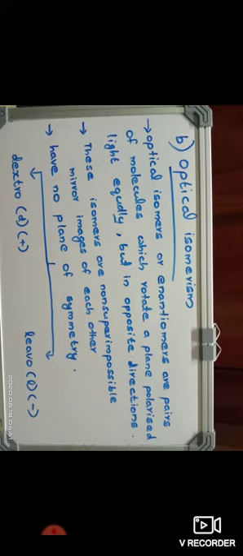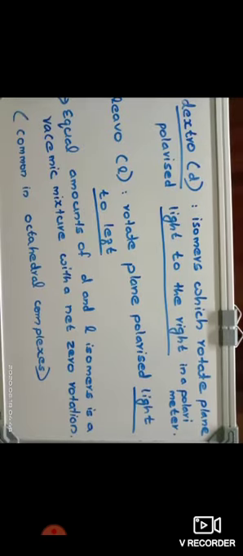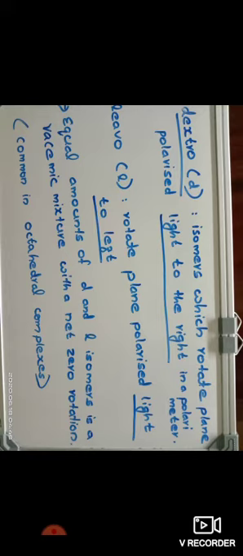Mainly two types of optical isomers are there, dextrorotatory and levorotatory. Dextro is represented by small letter d or plus sign. Levo is represented by small letter l and by minus sign. Dextrorotatory is the isomer which rotates the plane polarized light to the right side.